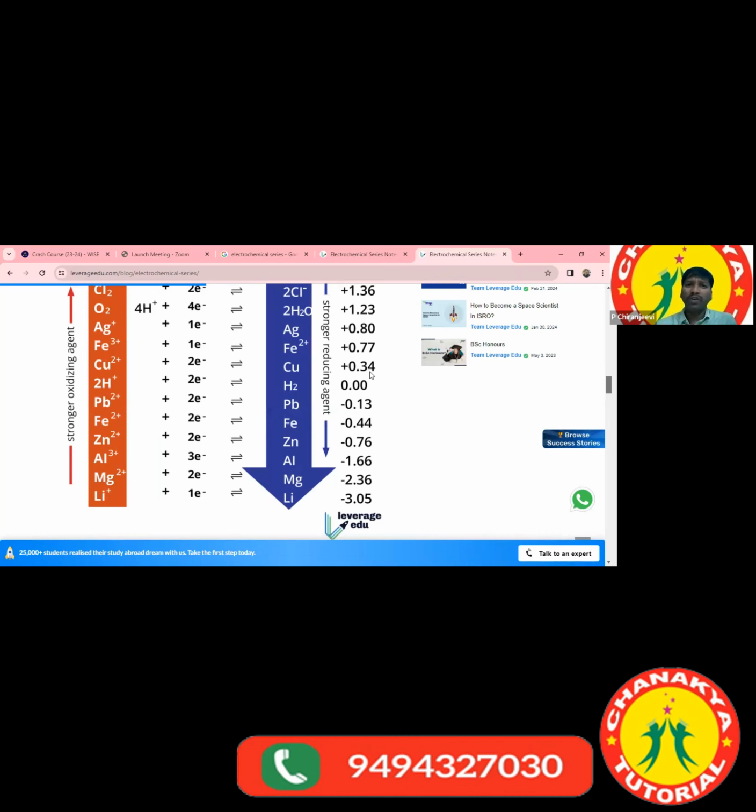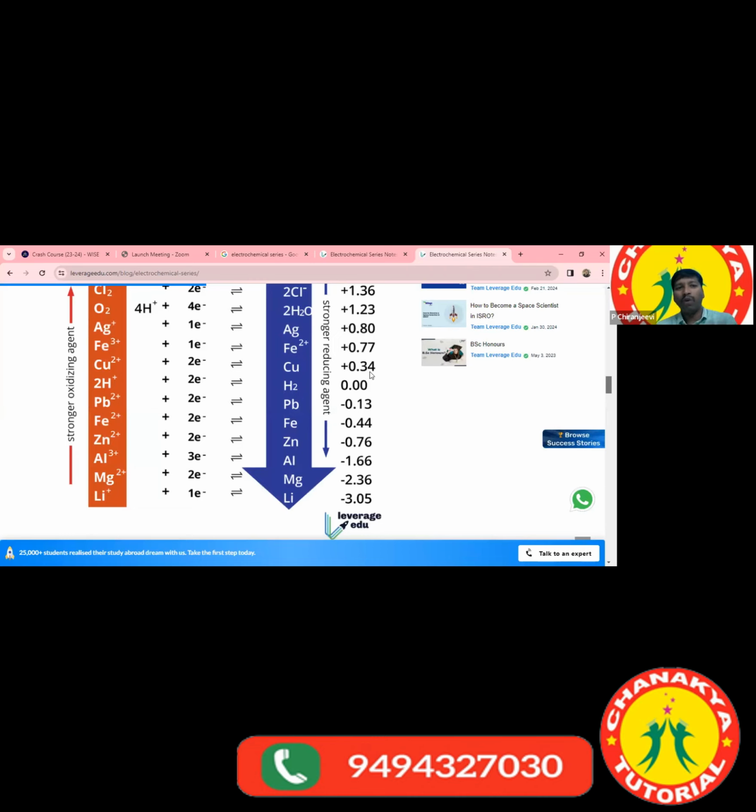Why is lithium a selective reducing agent? Because if you check it out, lithium has a high reduction potential value. How much is it? -3.05. Sir, why do we have to remember? You need not remember all these values. It is not possible to learn all these values by heart. One or two values we can remember, but in the examination, they'll give the reduction potential values.